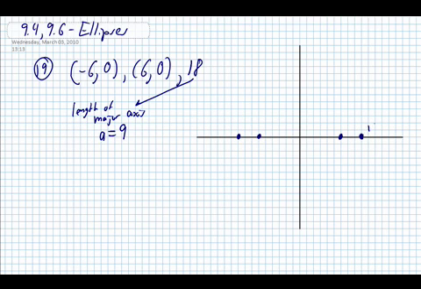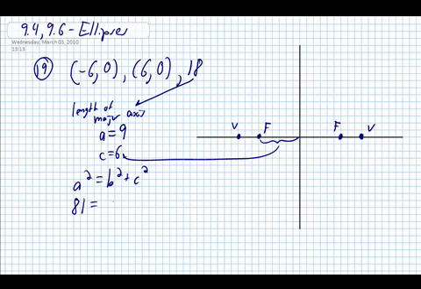Let's label these. V, V, F, and F. A is equal to 9. This distance would give us C. C is equal to 6. By using the equation A squared is equal to B squared plus C squared, we can figure out that 81 is equal to B squared plus 36.